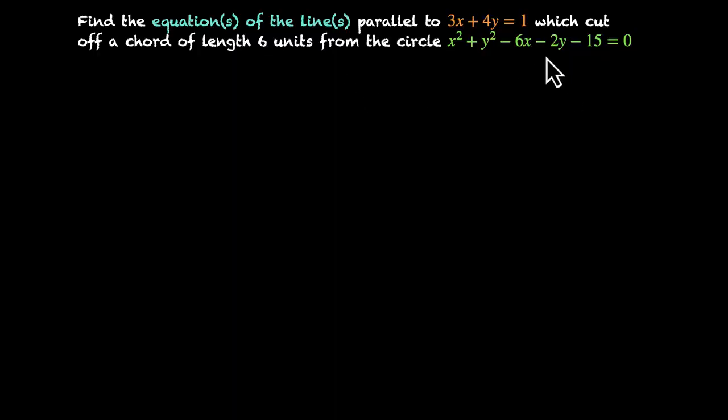We have the equation of the circle. We know the length of the chord. This time we want to figure out the equation of the line. And we also know that this line is parallel to this given line 3x plus 4y equals 1. Pause the video, try visualizing this.